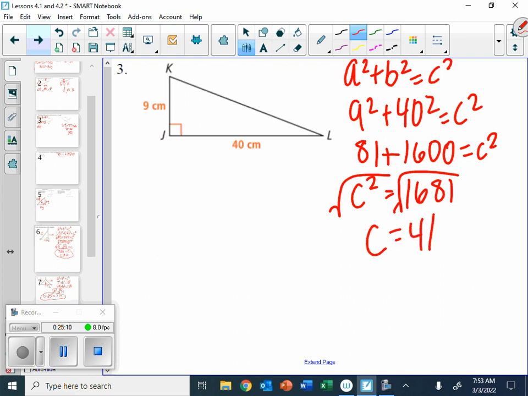But I have units here, so I need to say 41 centimeters. Be sure you have that centimeters. If you're provided units, give units in your answer, okay? The other two, we weren't provided units, so no need. But I was told that this is in centimeters, so my answer needs to be in centimeters, okay?